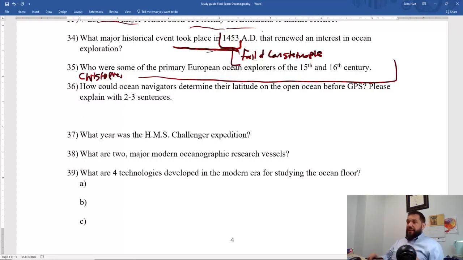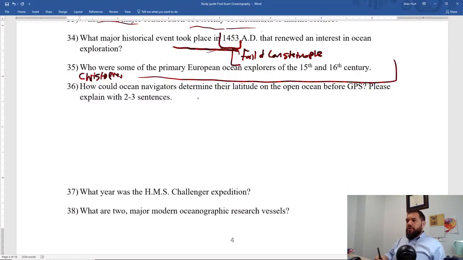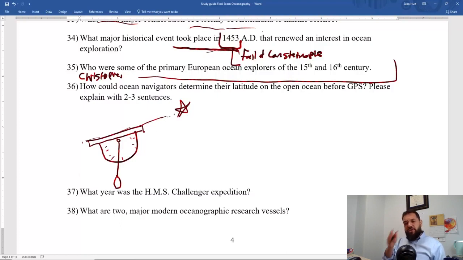So how did ocean navigators determine their latitude and longitude before things like GPS? The way this worked is they had a tool called a sextant. A sextant was like an eyepiece, kind of like a telescope, and it had something like a protractor down here that had the degrees. And then it had a little piece of string with a bob that hung. By pointing your sextant at some astronomical object, let's say a star, you could pinpoint that star and see how many degrees it is above the horizon.